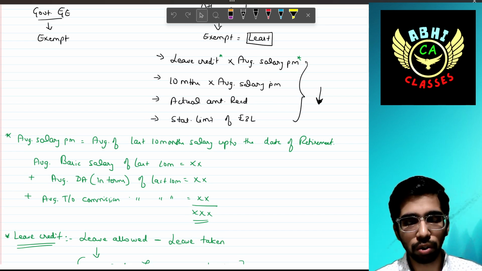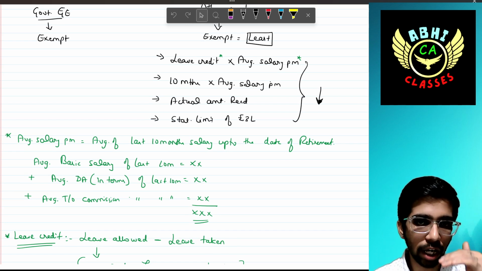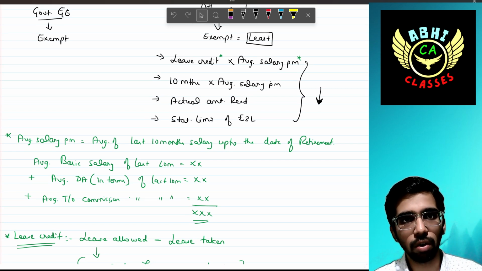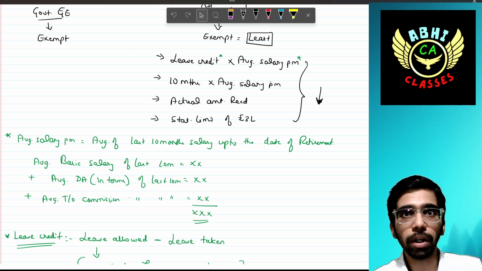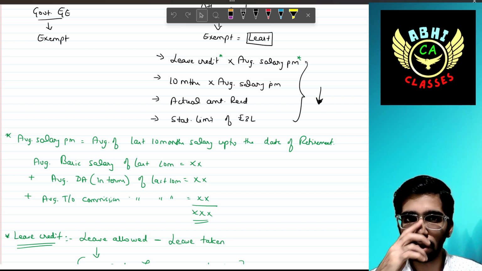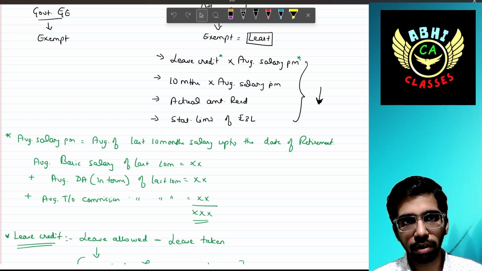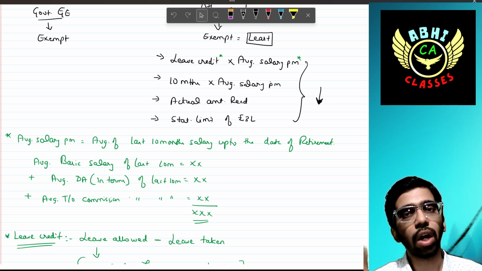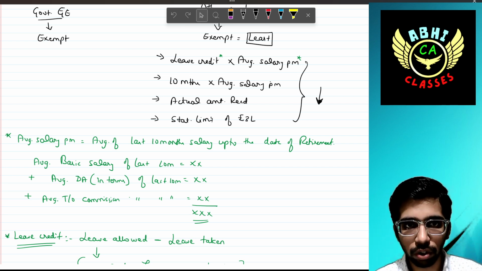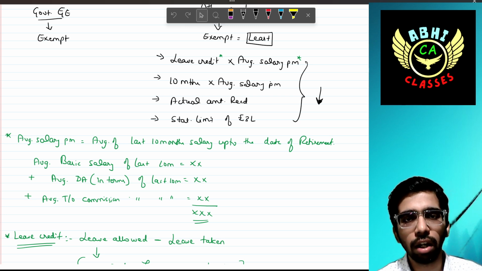Next, the actual amount received as encashment, or the statutory limit of 3 lakh, whichever is lower. For government employees, it is fully exempt. For other employees, it is the least of: leave credit into average salary per month, 10 months into average salary per month, the actual amount received, or the statutory limit of 3 lakh.